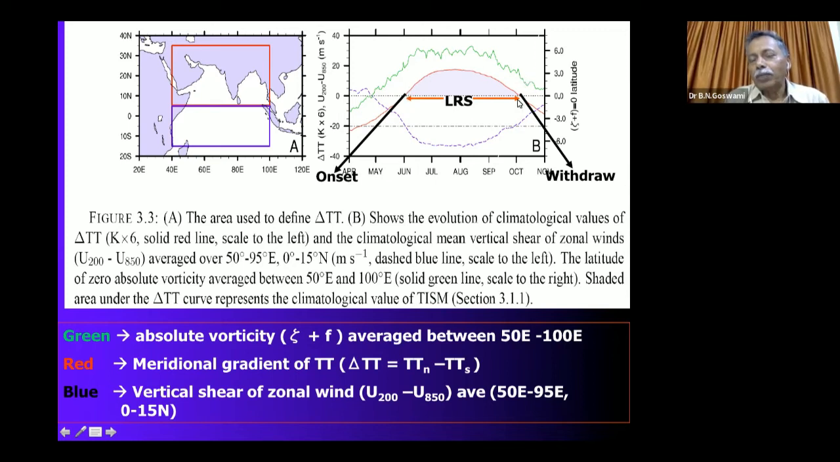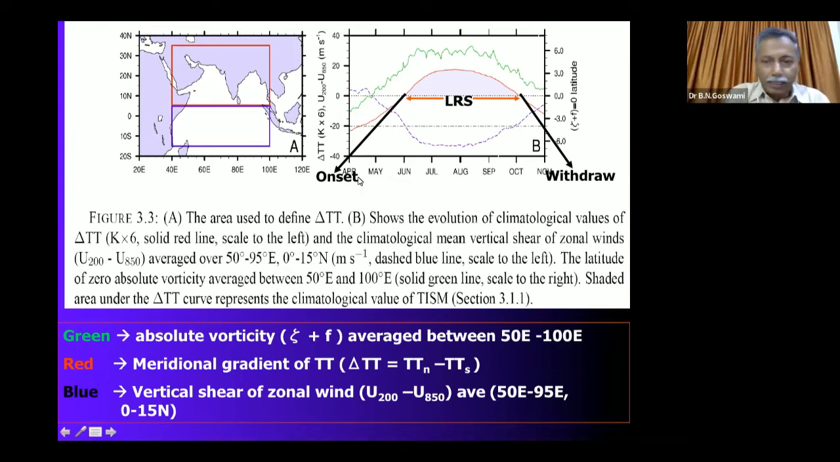And then it remains positive. Then again, somewhere around the end of September, early October, it becomes negative, and that is when the withdrawal occurs. Therefore, once I can specifically define this onset and withdrawal exactly, then the period between them can be called the length of the rainy season.